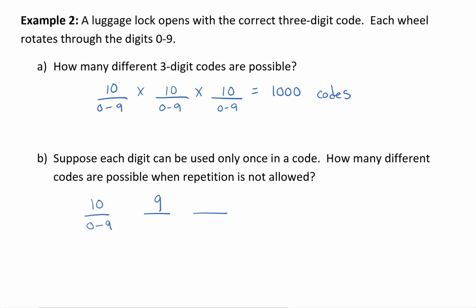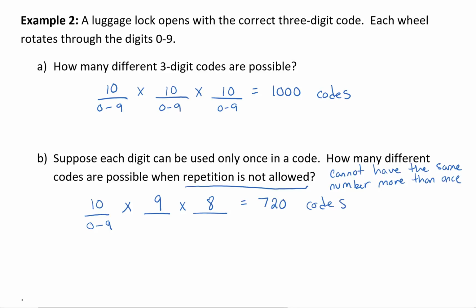So it's not 0 to 9 anymore. One of those digits from 0 to 9 has been used, so I only have 9 possible digits to choose from. The last one here, I've used now 2 possible digits, so I only have 8 left. To figure out the outcome, I multiply 10 times 9 times 8, and I end up with 720 possible codes. So when repetition is not allowed, that means we cannot have the same number more than once.